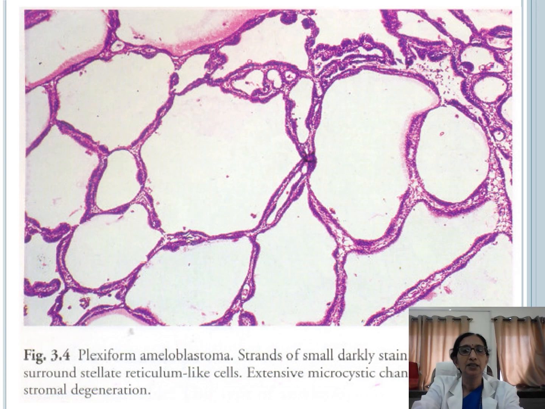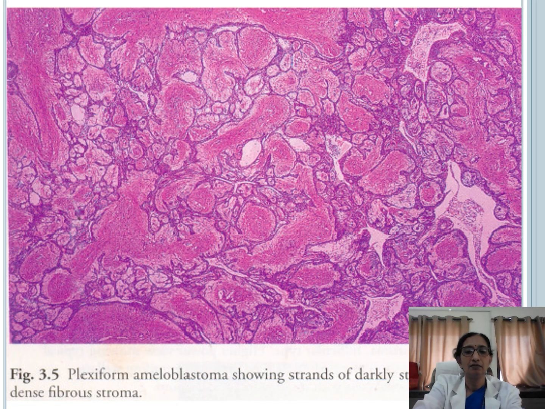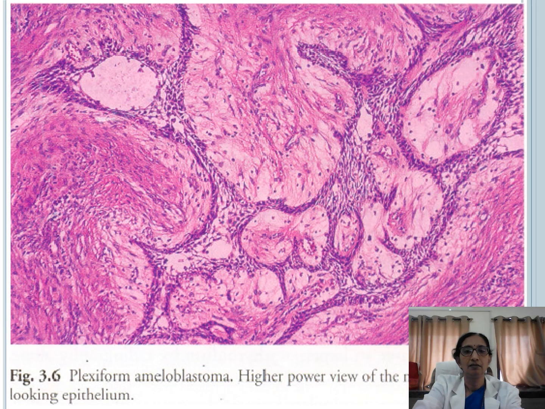Now see, these are the cells arranged in the form of interconnecting strands. And these enclose the stellate reticulum-like tissue, which is scanty here as compared to follicular ameloblastoma.